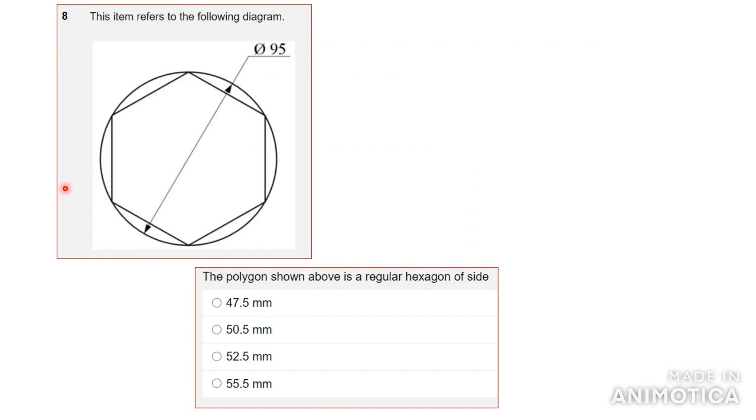Number 8, the polygon shown above is a regular hexagon of side, which means that you have to figure out which one of these sides, and a hexagon has 6 equal sides. Okay, if you know about polygons, you would know a hexagon has 6 equal sides. So it's asking what's the measurement basically for one of the sides. So you have this measurement as was shown in the previous drawing. This is the diameter of the circle around the hexagon, okay?